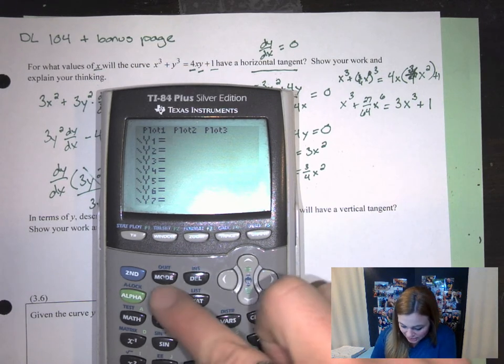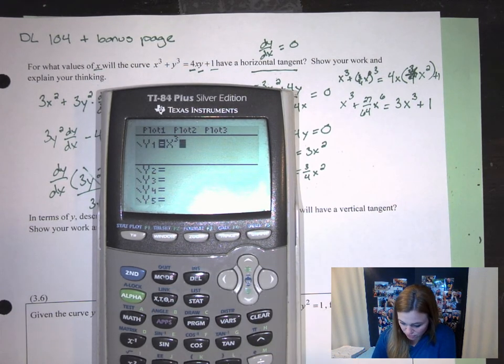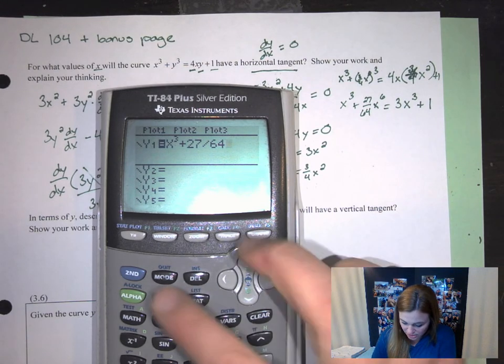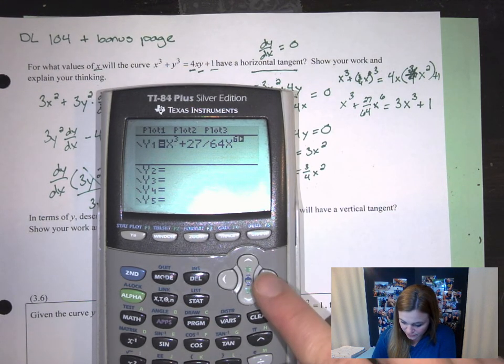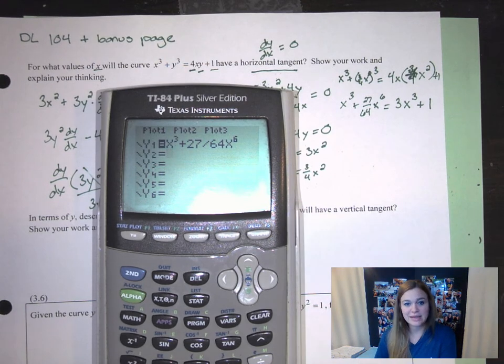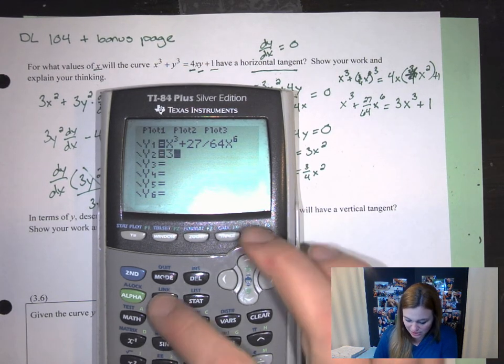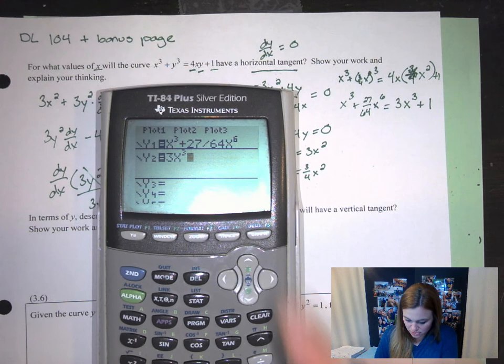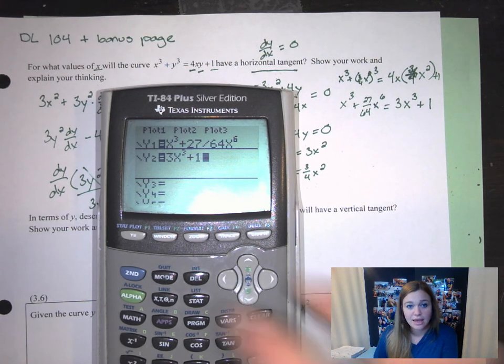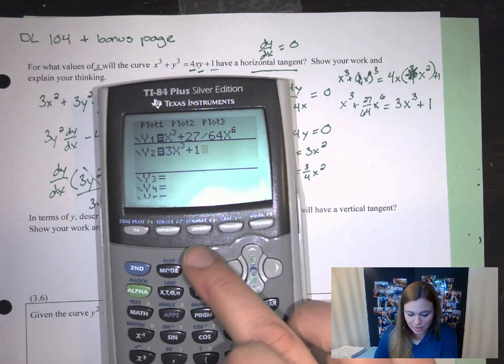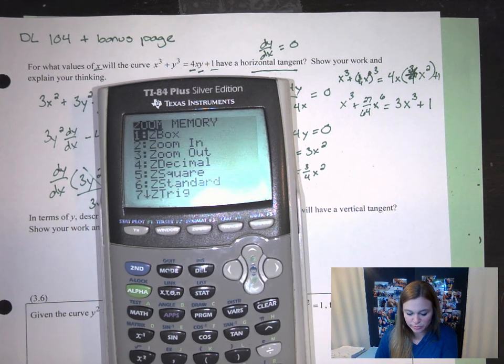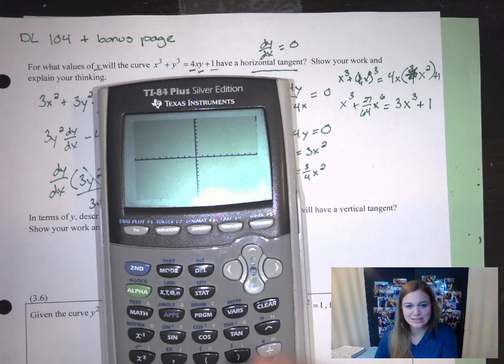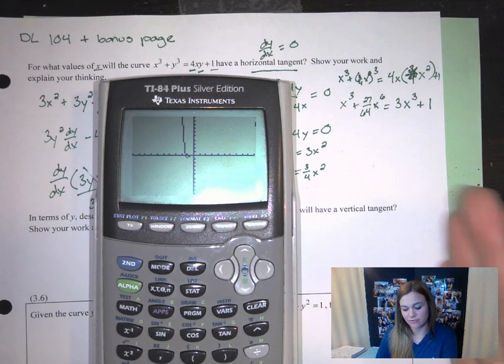So I've got x cubed plus 27 over 64 x to the 6th. And then it's equal to, in my y2, I'm going to write 3x cubed plus 1. And now I'm going to graph this, and I'm actually going to check my window first to see what it is. So if I push zoom 6, this will get me to a standard viewing window, like -10 to 10 for x's and y's.